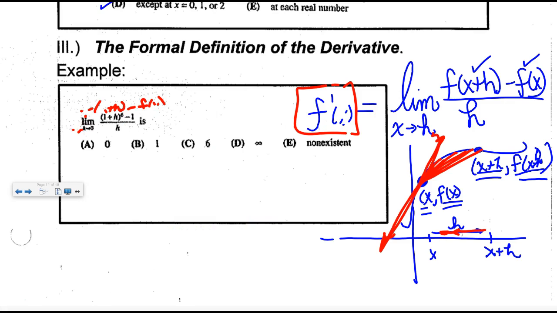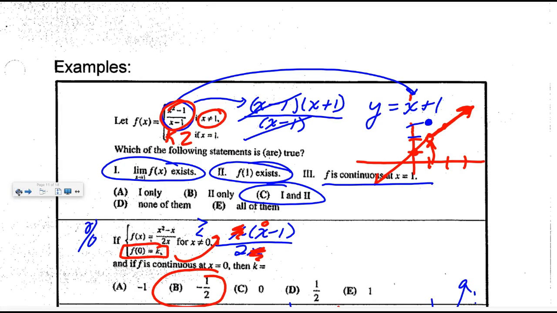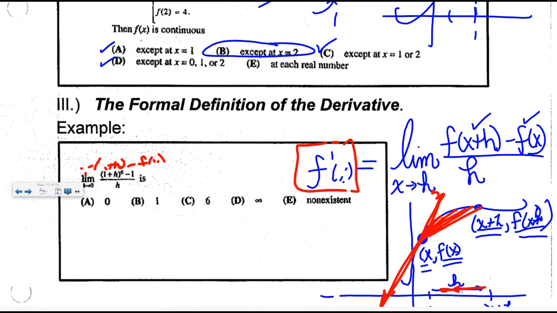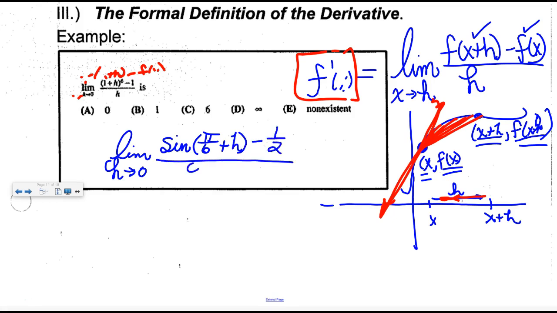So maybe that deserves another one. I wonder if I have one on the next page. I don't. So let's go take a look at the bottom there. I want to put another one of those on here. A lot of times these are tricky, so let's go through a tricky one on here. Limit as h approaches 0 from both directions of, let's say, sine of pi over 6 plus h minus 1/2 over h.